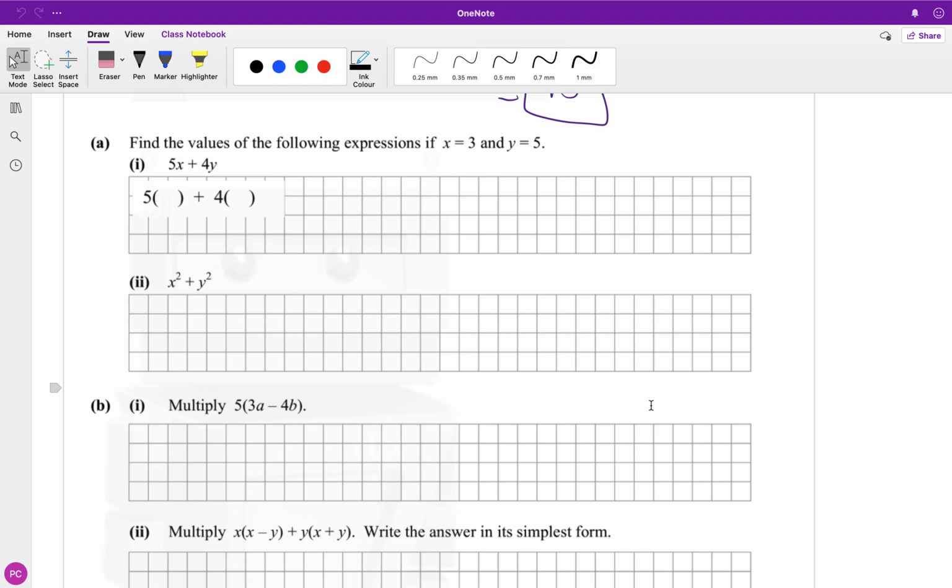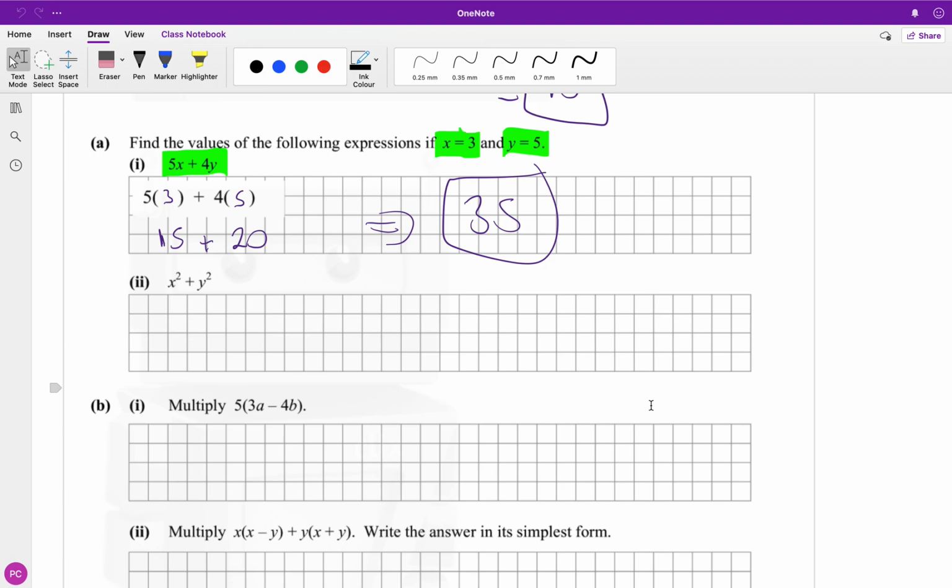Find the value of the following expression. So they're telling us that here's our expression, and everywhere we see an x, we throw a 3. Everywhere we see a y, we're putting in a 5. Right, so 5x is going to change to 5 by 3. And 4y is going to change to 4 by 5. So 5 by 3 is going to give us 15, plus 4 by 5 is going to give us 20. So our answer is going to be 20 plus 15 is 35.